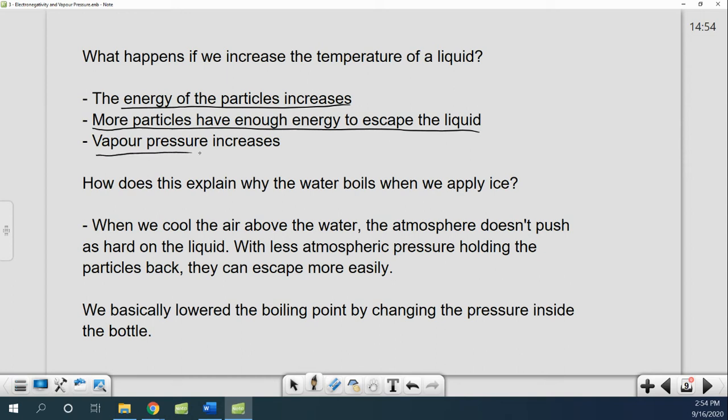There is an increase in vapor pressure. You have more particles flying off at higher speeds. That means you've got more vapor pressure pushing against the atmospheric pressure. So, okay, what does this have to do with ice, though, right?